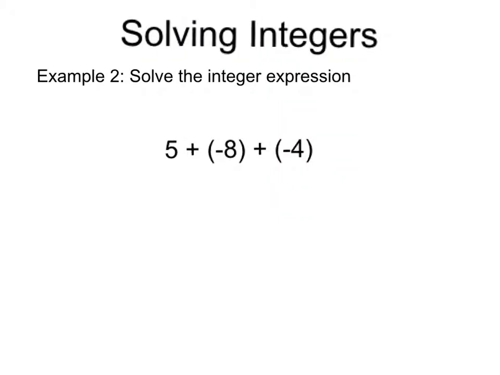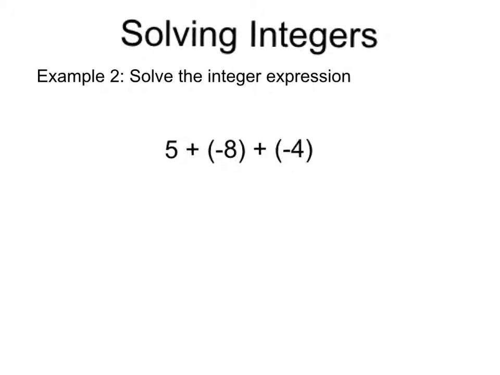Now let's look at a little harder problem. The expression reads 5 plus negative 8 plus negative 4. So what do we do first? Well, in math you go left to right, just like how you would read a book. So we would first add 5 plus negative 8. But look, there's a positive and a negative.